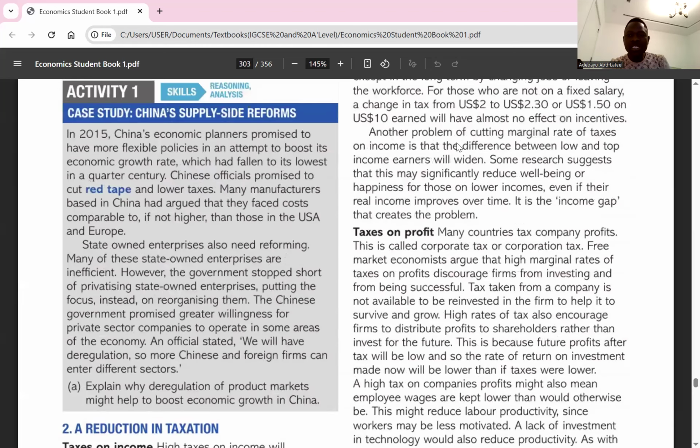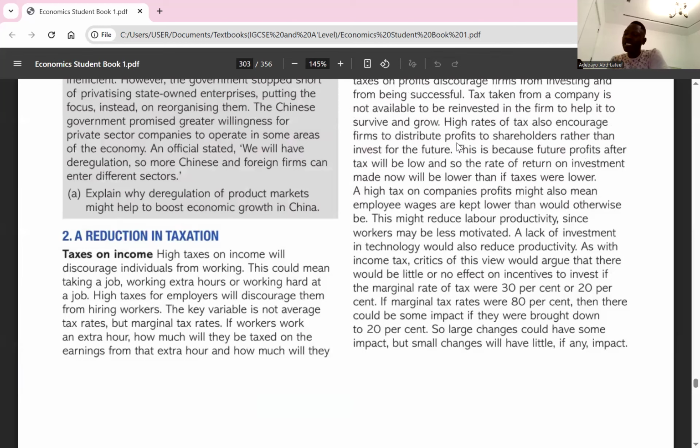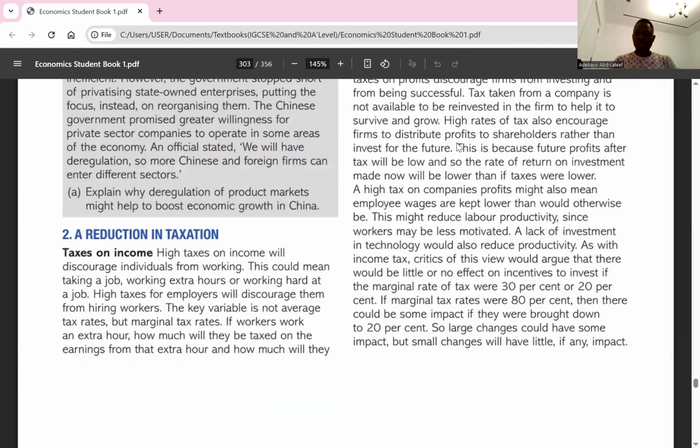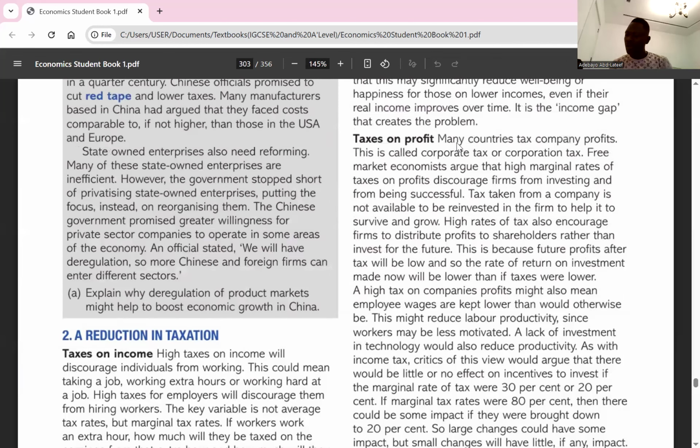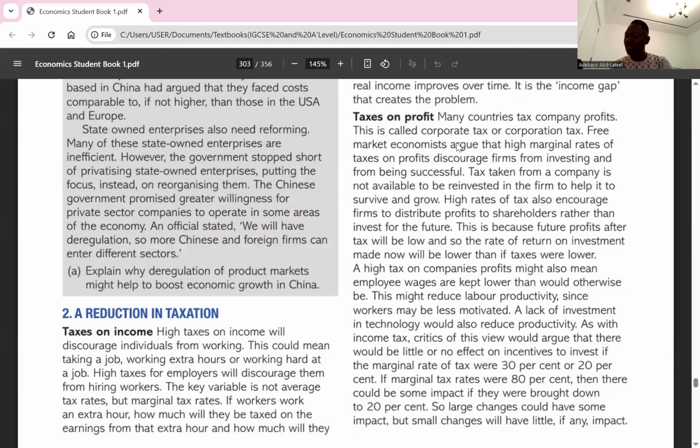So the next one is taxes on profits. For taxes on profit, I wrote: free market economists argue that a high marginal tax rate on profit discourages firms from investing and from being successful, as tax taken from a company cannot be reinvested into the firm for growth and survival. So, taxes on profits are corporate tax.